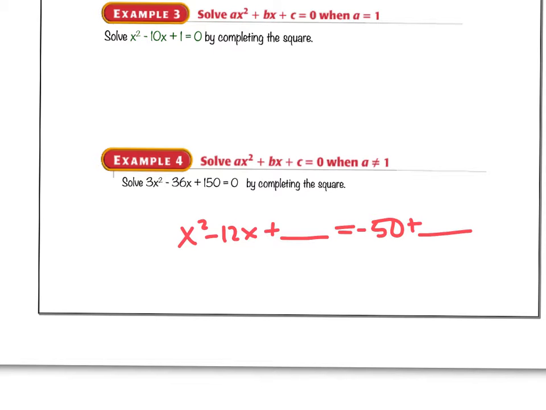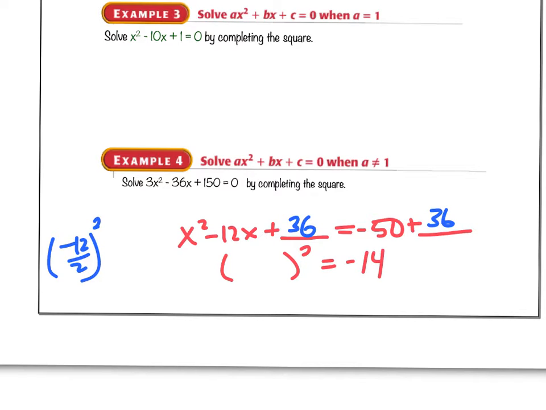You take the b term, which is 12, you divide it by 2, and then you square it. So negative 12 divided by 2 is a negative 6. That thing squared is a 36. So I'm going to put a 36 on the left side, which means I have to put a 36 on the right side. Then you factor that perfect square trinomial, which means you're going to have a binomial that's squared, and over here you'll have a negative 14.